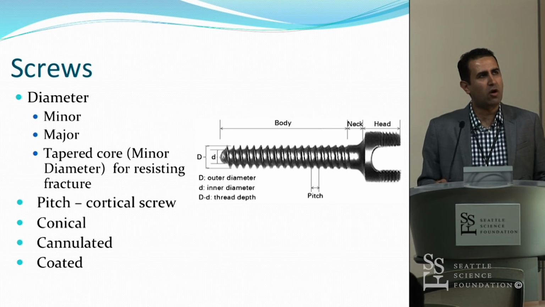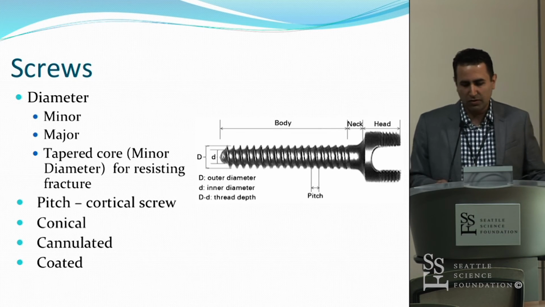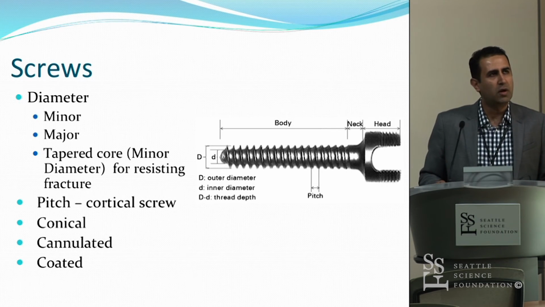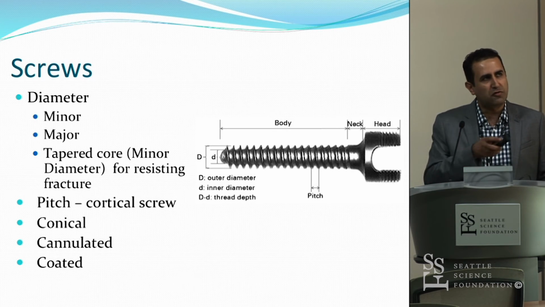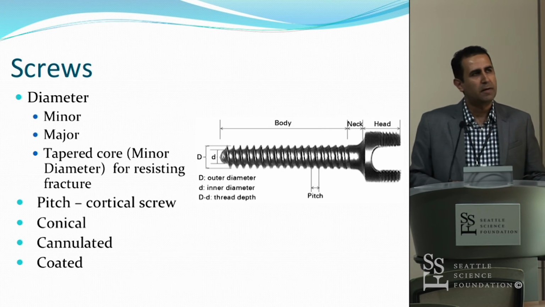Okay, we talked about rods, implants. Let's talk about screws a little bit, and this is kind of key to a lot of what we do. So just some basic anatomy here. The screw is made up of not just a diameter, it's made up of a major and a minor diameter, or an outer and an inner diameter, which refers to the thread diameter and the core diameter.